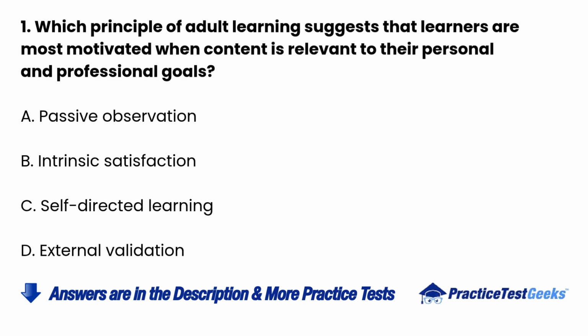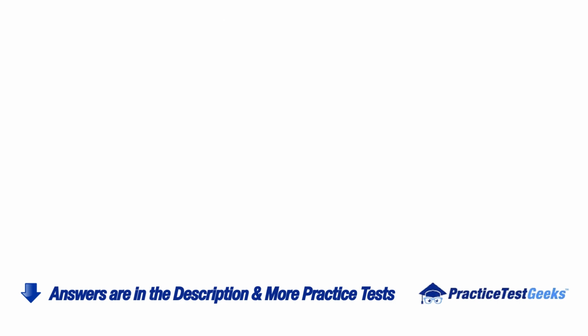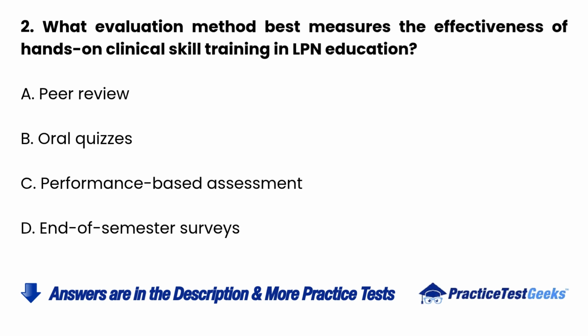1. Which principle of adult learning suggests that learners are most motivated when content is relevant to their personal and professional goals? A. Passive observation. B. Intrinsic satisfaction. C. Self-directed learning. D. External validation. 2. What evaluation method best measures the effectiveness of hands-on clinical skill training in LPN education? A. Peer review. B. Oral quizzes. C. Performance-based assessment. D. End-of-semester surveys.